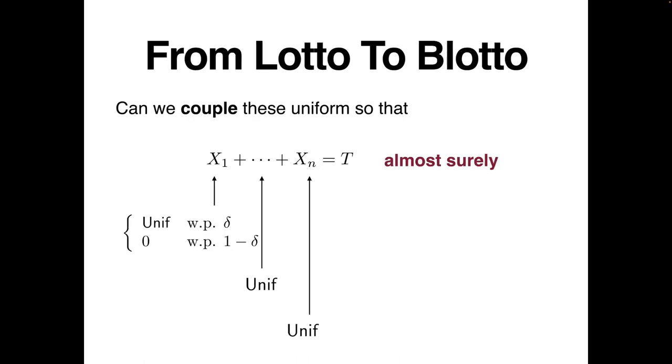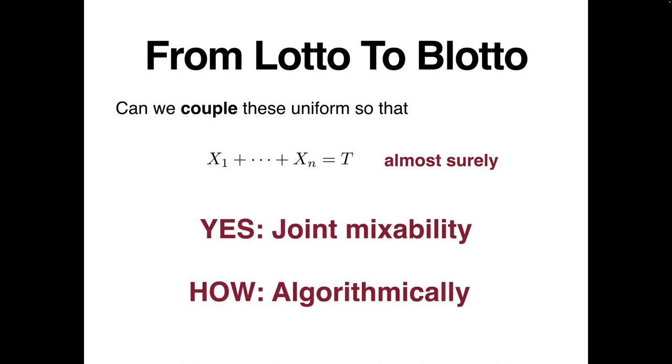So now the question we're asking is, well, given those marginal strategies, can you couple them in such a way that their sum is deterministically equal to your budget? And the answer is yes. It comes from joint mixability, but in fact this is only an existential result, and what we're asking is how to do it, and our solution is obviously going to be algorithmic.